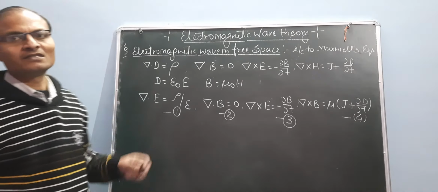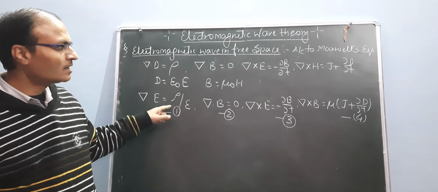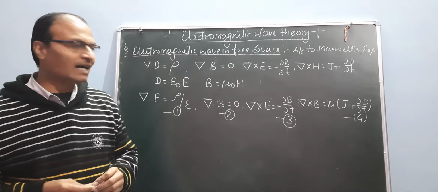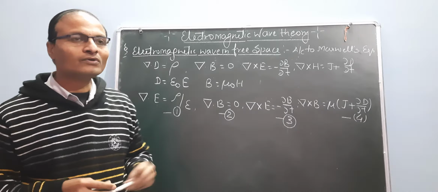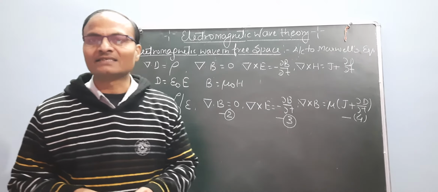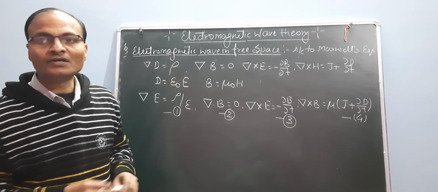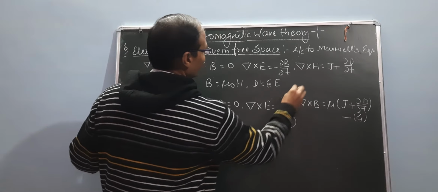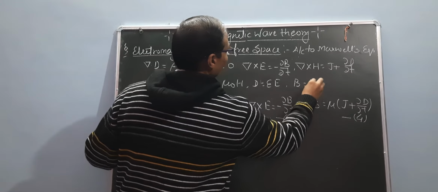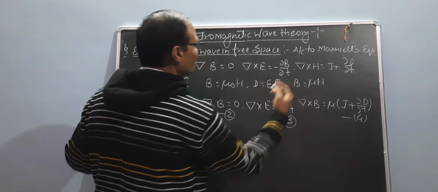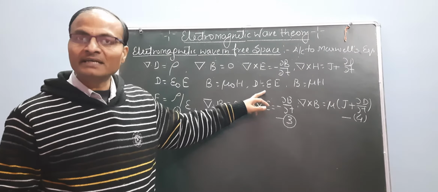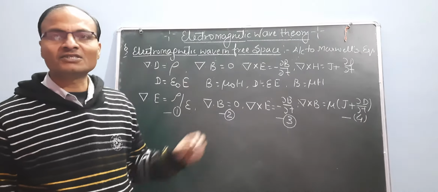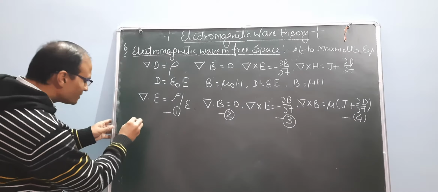In these four equations, rho is the charge density and J is the current density, and epsilon and mu, for any medium, D equal to epsilon into E and B equal to mu into H. Epsilon is the permittivity of any medium and mu is the permeability of any medium. So now, these equations for free space.